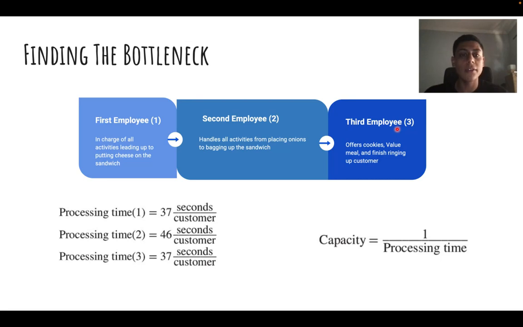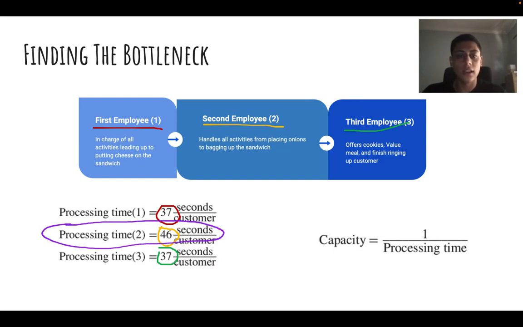If we record the average times within each process, this is what we find. The first employee spends an average time of 37 seconds per customer. The second employee spends an average of 46 seconds per customer. And similar to the first, the third employee spends an average of 37 seconds per customer. So just based off of this alone, we can see that the second process takes up the most time, but that doesn't mean it's always the bottleneck.